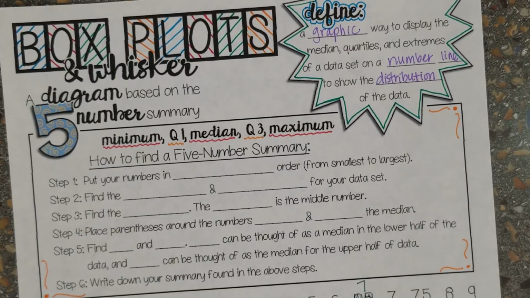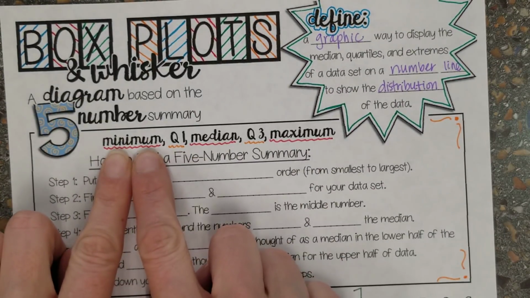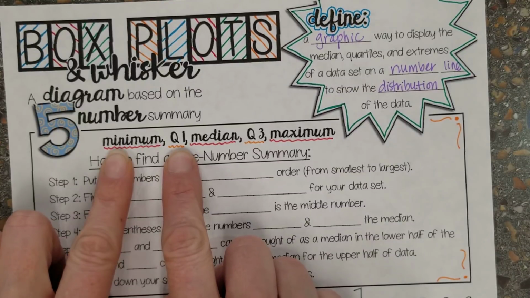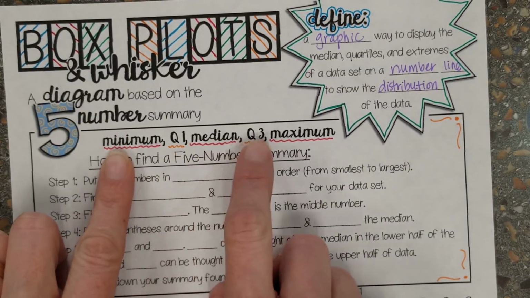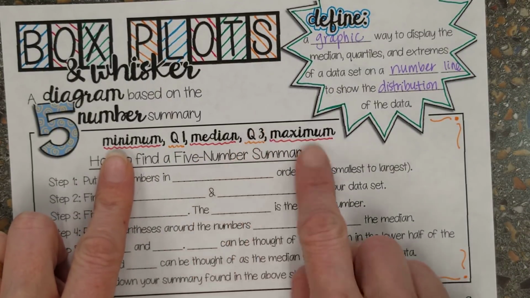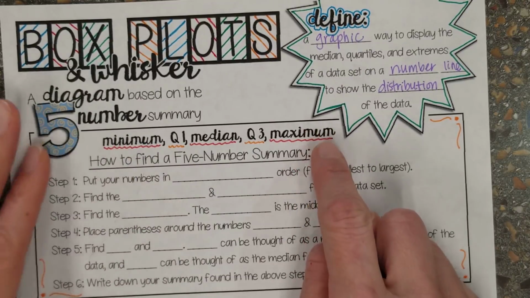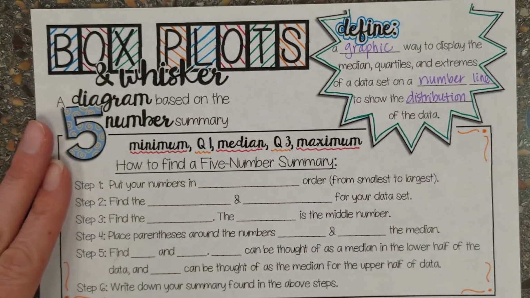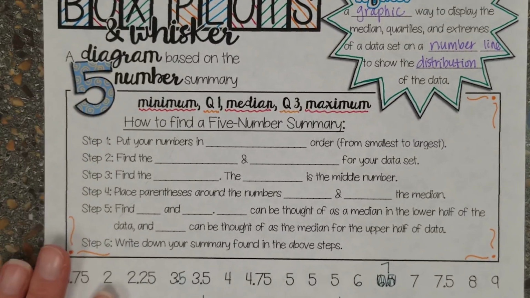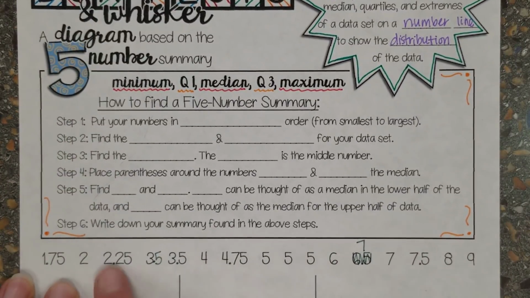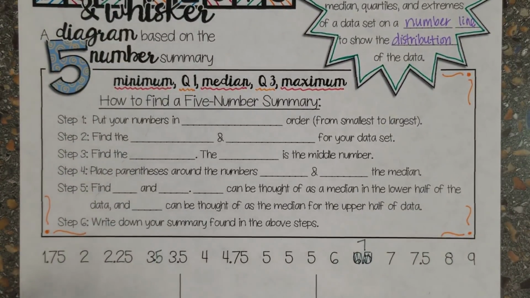All right. So the first thing we need to know is, how in the world do we come up with this 5-number summary? The 5-number summary represents the minimum, Q1, which is what we call quartile 1, the median, Q3 or quartile 3, and then the maximum. These are the 5 numbers we're going to find by following these steps right here. Okay, so here we go. As we do it, we're going to follow along on this number line right here.